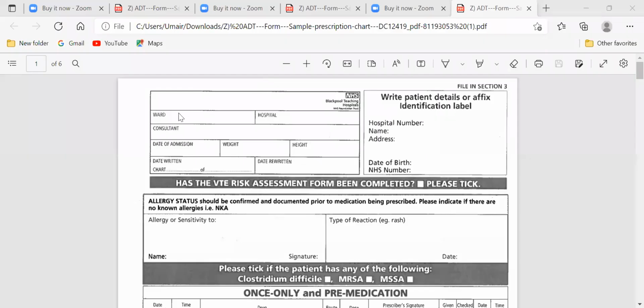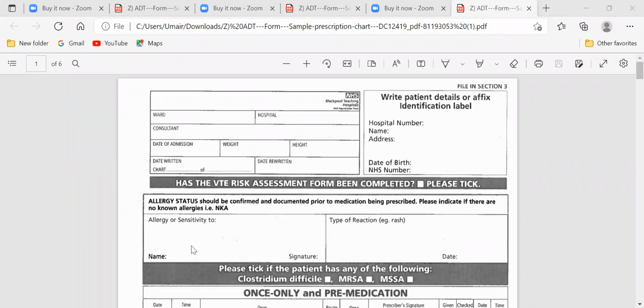Okay, so your ward is endocrinology. Write down endocrinology here. The consultant name is Dr. XYZ. Write down the consultant name. The date of admission will be here. Weight of the patient is 90 kg. Height of the patient is 173 centimeters, right? There will be a patient label sticker. Put the sticker and apply it here, right?